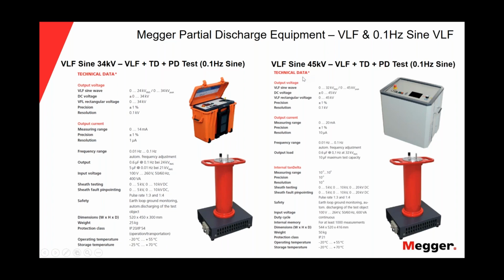The next unit we have is the BLF Sine 45 kV. This unit also uses a 0.1 Hertz sine wave shape. In this case, we can also do the BLF test, and we have an internal tan delta, as Sergio mentioned. We have an internal tan delta built into the unit. And if we want to do the partial discharge test, we need our PDS 62 also.